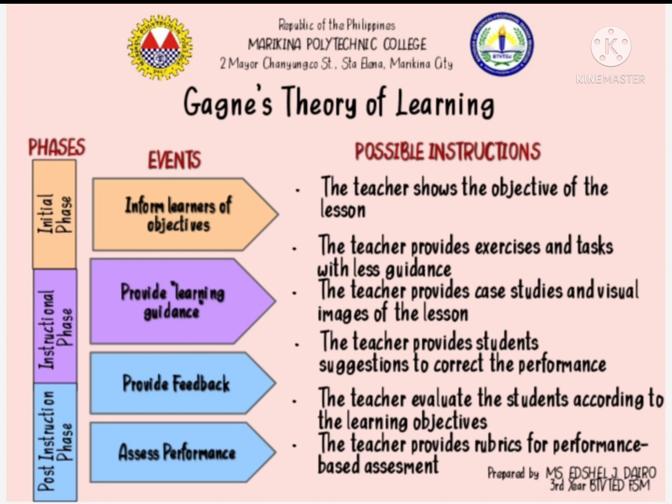The second event in the post-instruction phase is assess performance. The possible instructions here: first, the teacher should evaluate the students according to the learning objectives. Second, the teacher provides rubrics for performance-based assessment. So as a teacher, you need to evaluate, and you can also provide rubrics for the performance of your students.